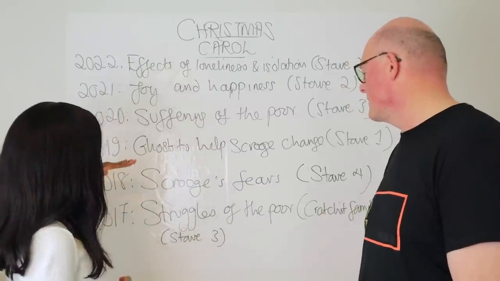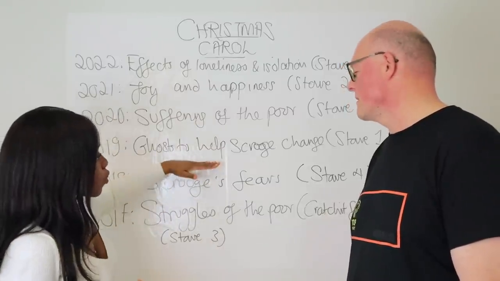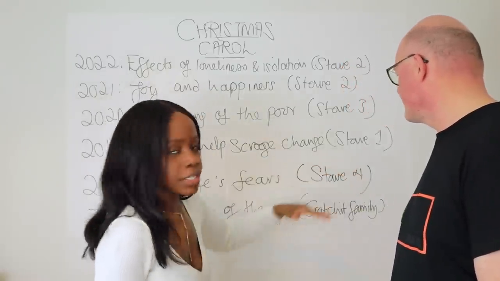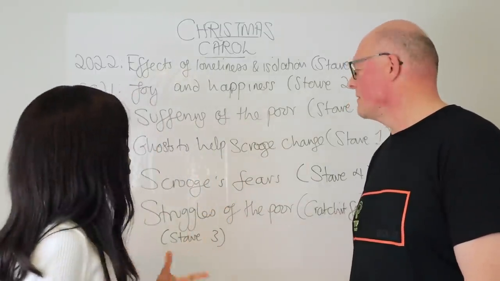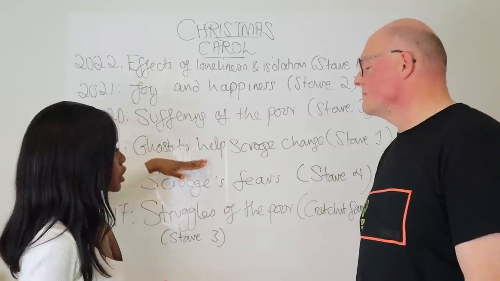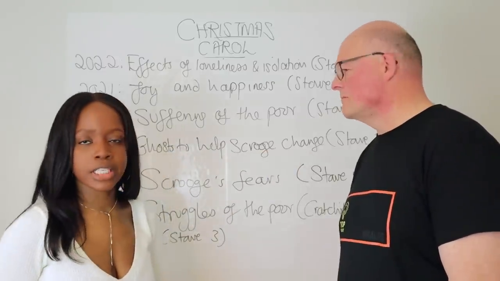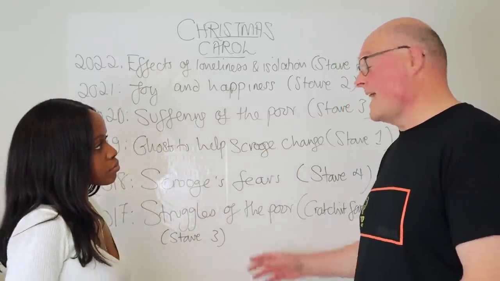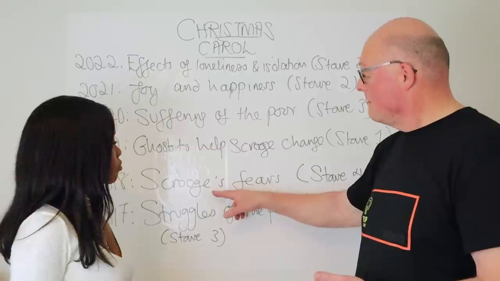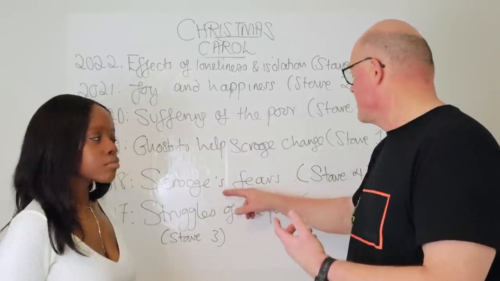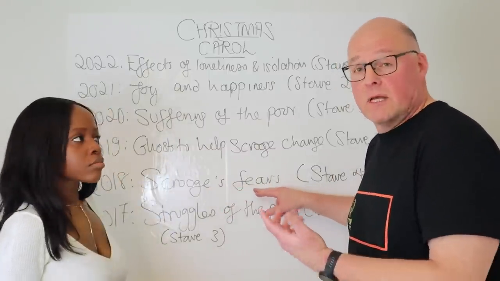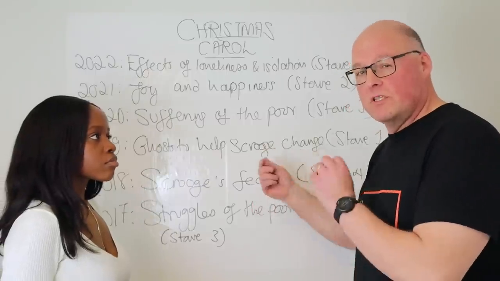Okay. And for 2019, we were presented with Marley's ghost. He appeared wrapped in chains, and the question asked how the ghosts are used to help Scrooge change his behaviour. Which, again, is exactly the same question as this one, but you're just mentioning the ghosts, who obviously keep showing him stuff in order to give him fears. And so it's really the same question with different wording.